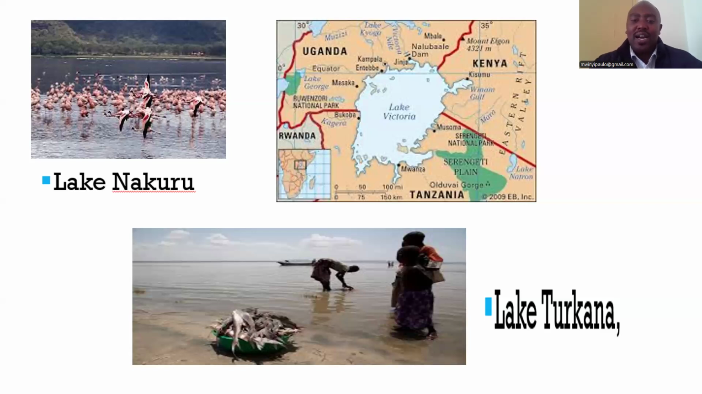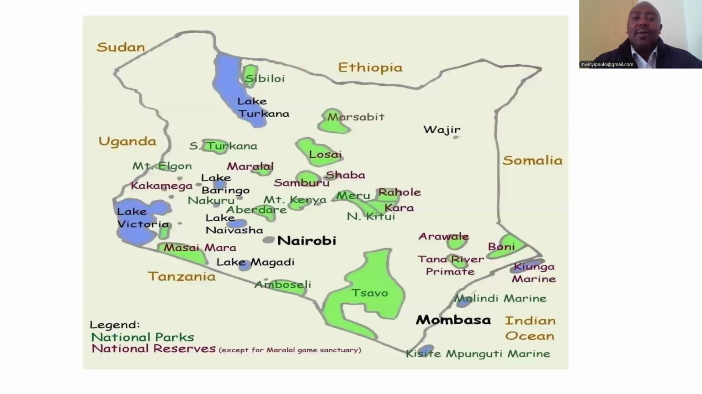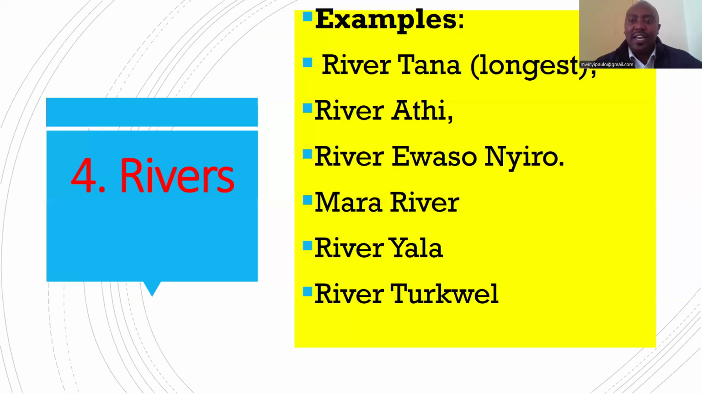We also have Lake Turkana. You can see people fishing in Lake Turkana. There is also another map there, which is trying to show some of the lakes. You can see Lake Turkana, Lake Baringo, Lake Naivasha, and Lake Victoria. Key to note, you're supposed to be able to identify where these physical features are found in our country, Kenya. The other physical feature is rivers.